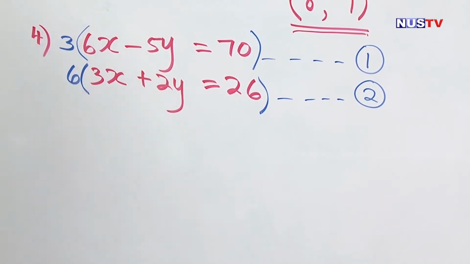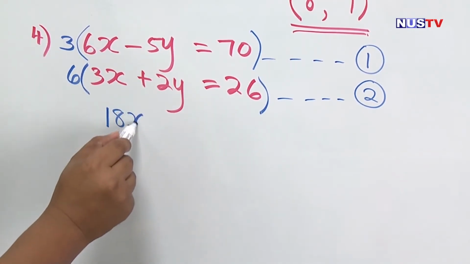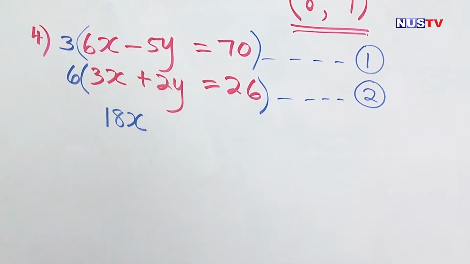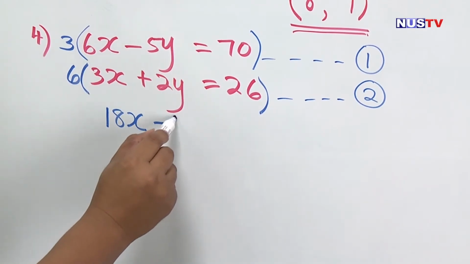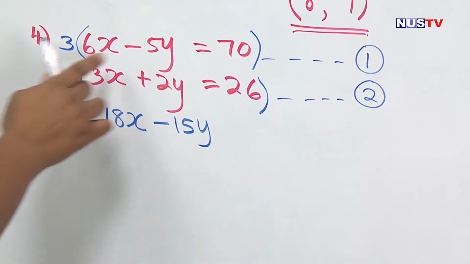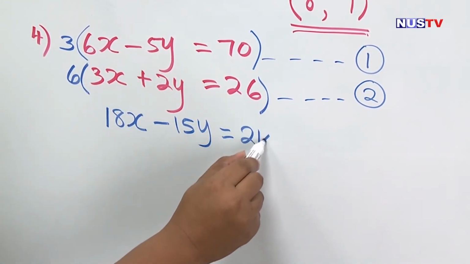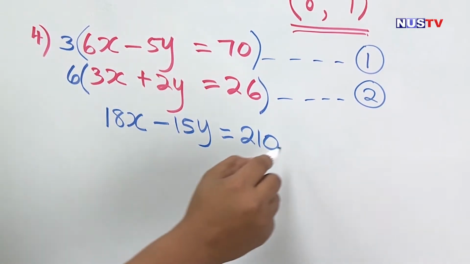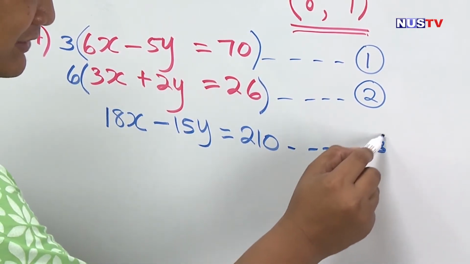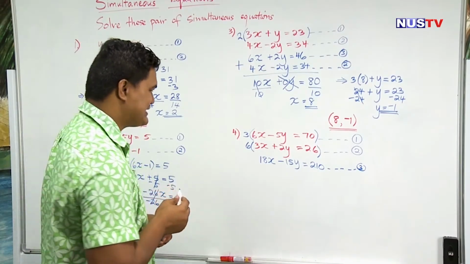So expanding them, 3 times 6x will be 18x. 3 times negative 5y, that will be negative 15y. 3 times 70 there, that will be 210. So let's mark this one as our equation 3. We do the same with the last one.